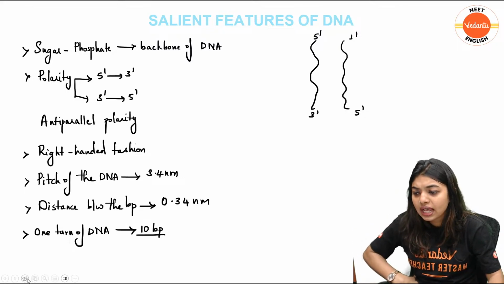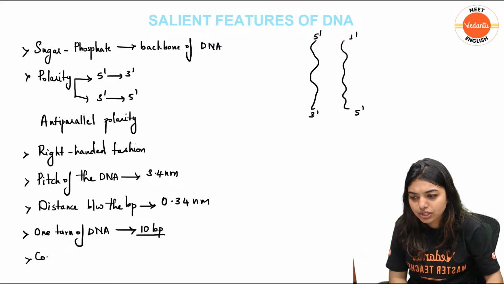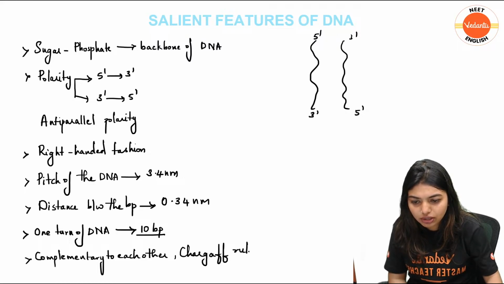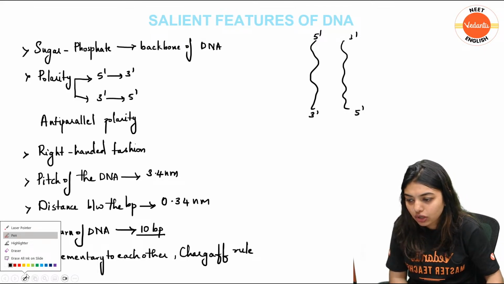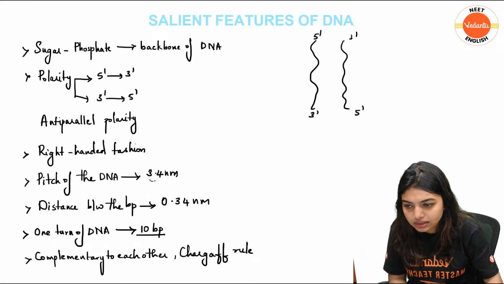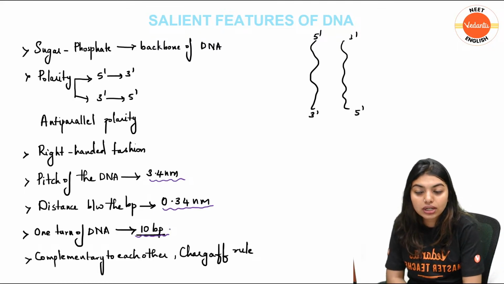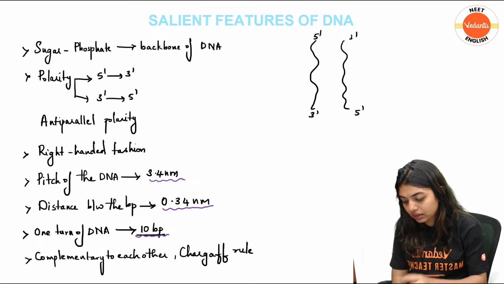You can also write that the strands are complementary to each other. You can write as many other points as you remember. Then you can write about the Chargaff rule. You will get marks for this, so do not hesitate. Whatever you know about DNA's special character, please write it in the exam and you will get full marks. These are the important numbers, and students usually get confused: the distance will be 0.34 nanometer, the pitch will be 3.4 nanometer. Okay, done.